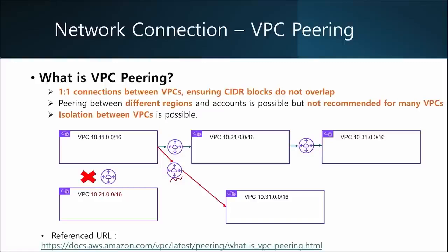However, as you can see in the picture, we already have a VPC connection for 1 bands and 2 band. Therefore, when I try to connect to a VPC with the same CIDR block range through peering, I get an error. So you must make sure that these CIDR blocks do not overlap. This VPC peering is useful for connecting VPCs, but it is not recommended for many VPCs. I will explain more about the transit gateways that connect these many VPCs later.